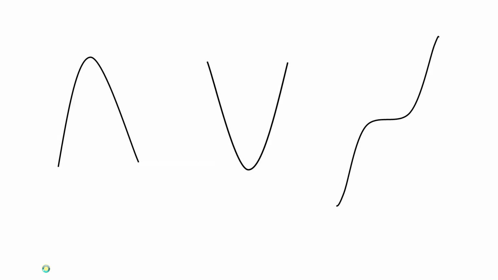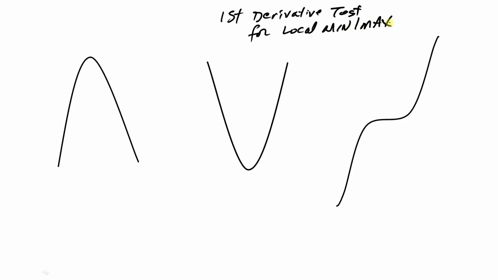Now, we're going to talk here about the first derivative test for local min and max. I've got 3 examples. In each example, right at the middle, f prime is equal to 0, f prime equal to 0, and f prime equal to 0.